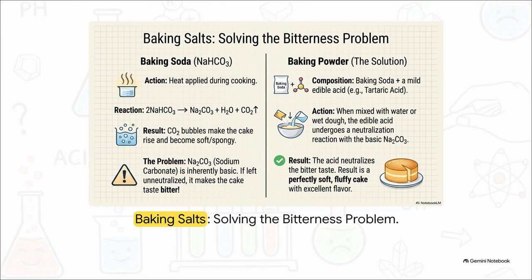We synthesize baking powder by mixing the baking soda with a mild edible acid like tartaric acid. When the batter gets wet in the oven, a mini neutralization reaction occurs right inside your cake. It completely destroys the bitter taste while keeping that perfectly fluffy texture.